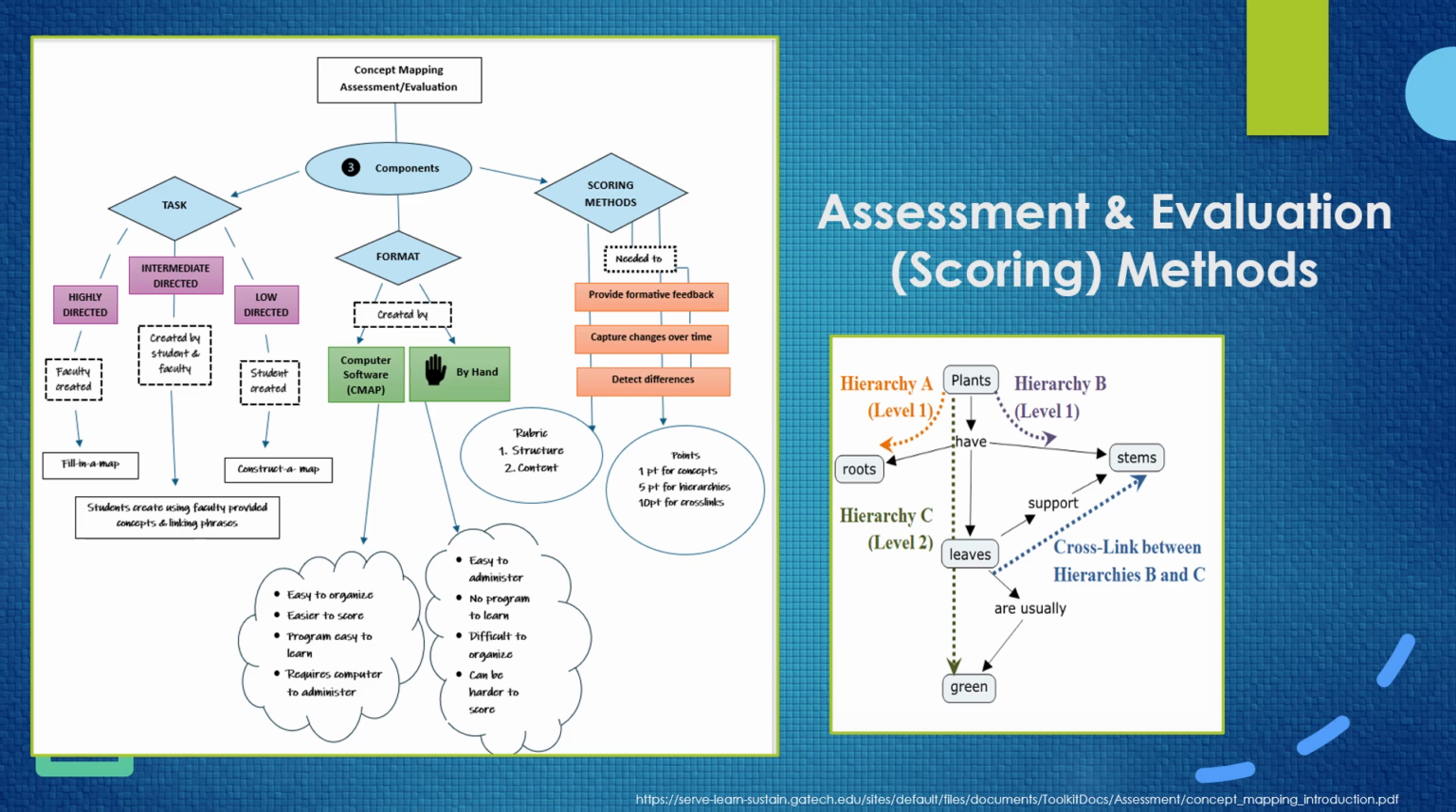The 2 ways to do a scoring system, for example, is to score points. The other method would be to do a rubric. And so for each one of the concepts, there would be 1 point. For each one of the linking relationships, you would have 5 points for each cross-link. For each of the clusters or hierarchies, there would be 10 points. And so you would decide what the maximum amount of points would be for that particular concept.